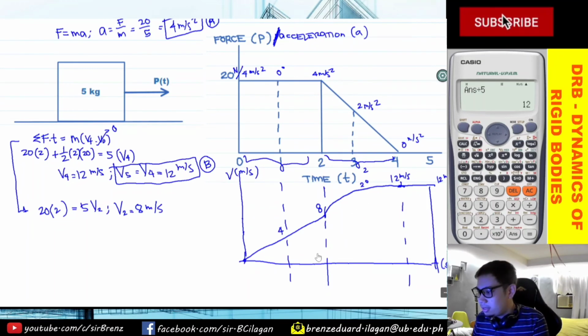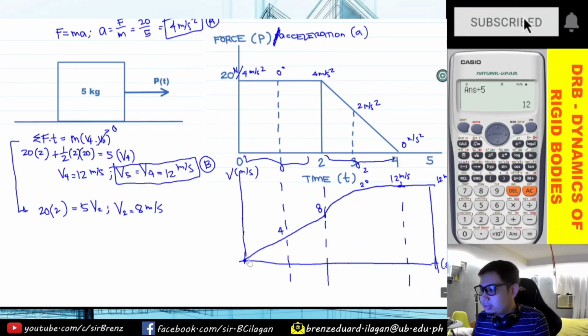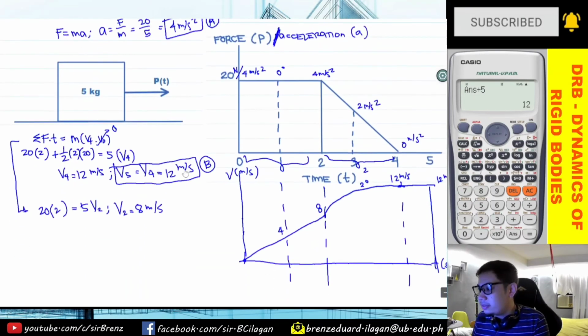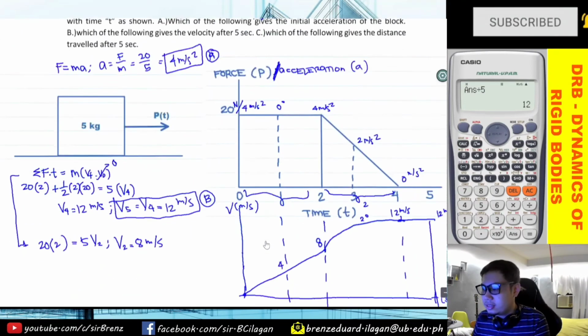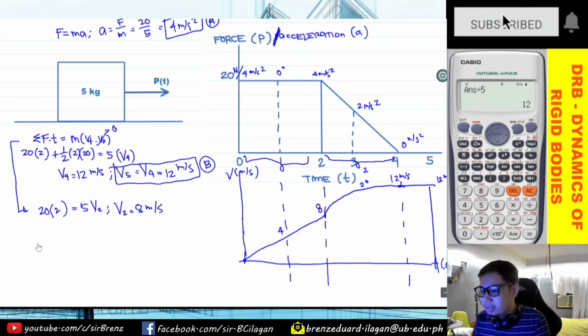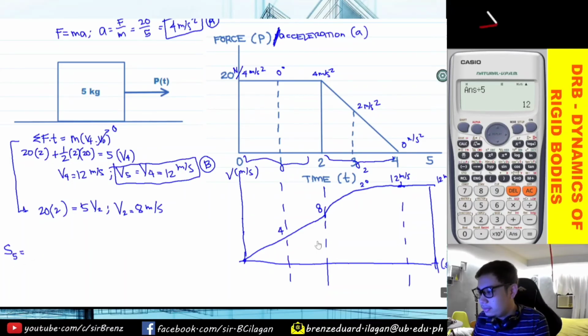Okay, so ito yung shaded area. So how can we solve for the displacement? Ano bang hinahanap? Distance traveled after 5 seconds. So we need to get the area. Itong area nito. Ano? So to get that, the S at the 5th second is equals lang. So let's start with this one.